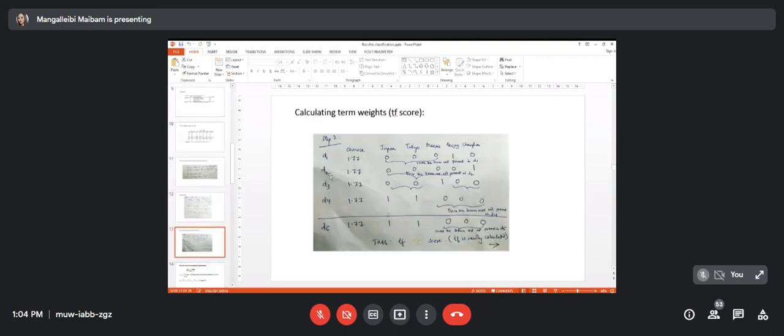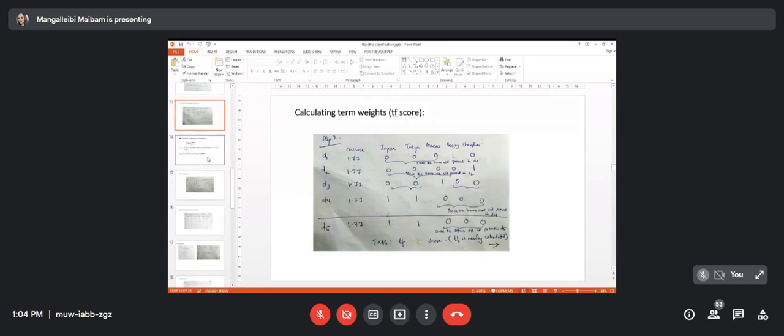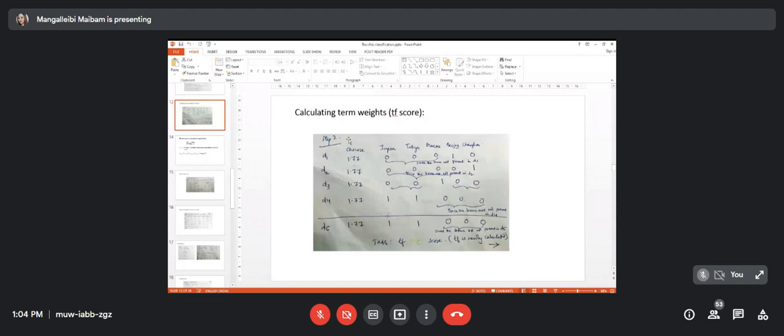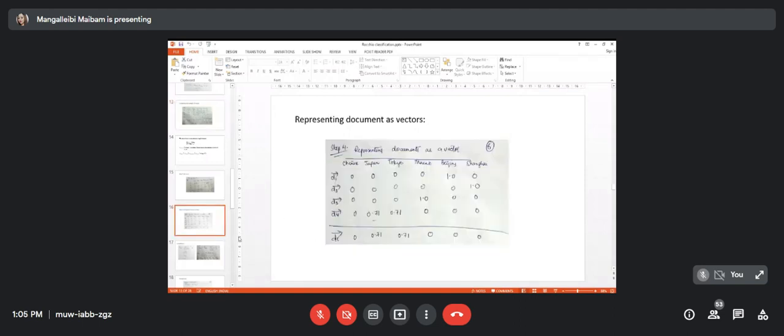Similarly, in D2, Japan, Tokyo, Macau and Beijing are not present, so TF is 0 and we don't need to calculate the new TF score for these terms. Only if a term is present are we going to calculate. Now the table is here. This is the new TF score table. After that, we will find the TF-IDF score. IDF is already calculated, TF is calculated here. You just multiply both values and you get this table.